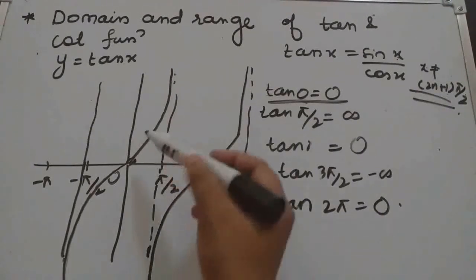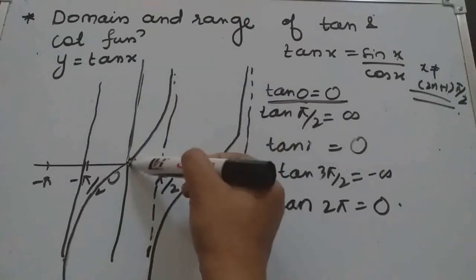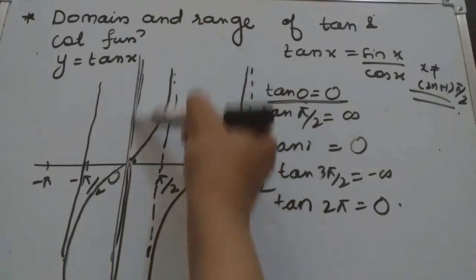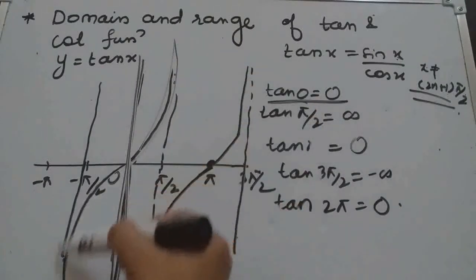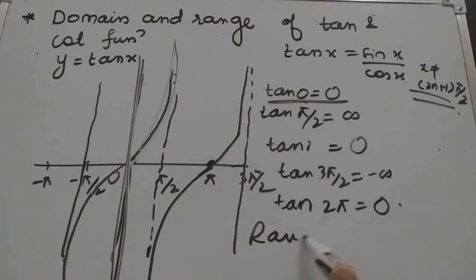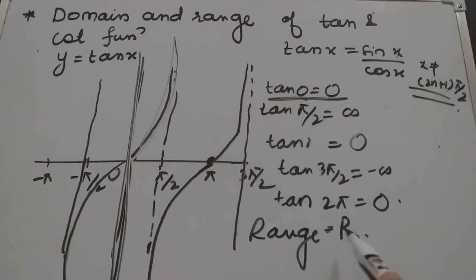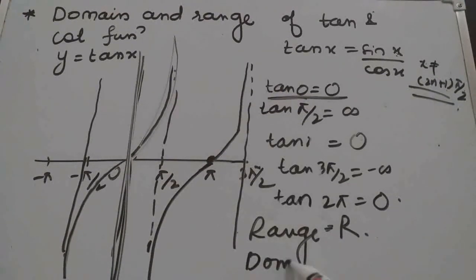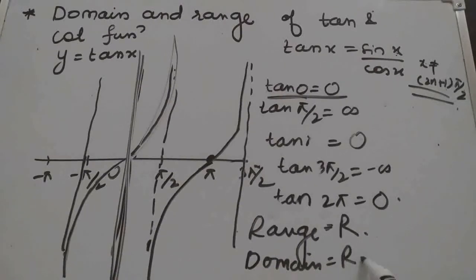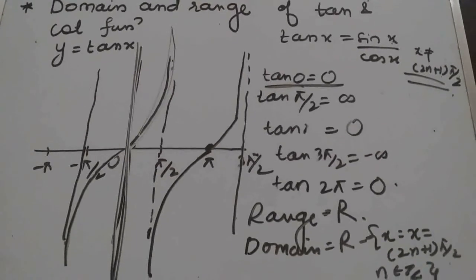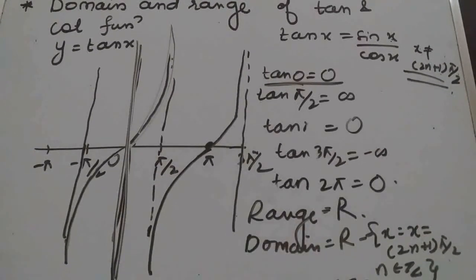Now if you observe, we are getting each value of y, isn't it? See the graph. That means the range will be the complete set R, and the domain we can say is R minus x, such that x is 2n plus 1 pi by 2, where n belongs to Z. So this we can write for the domain and range.